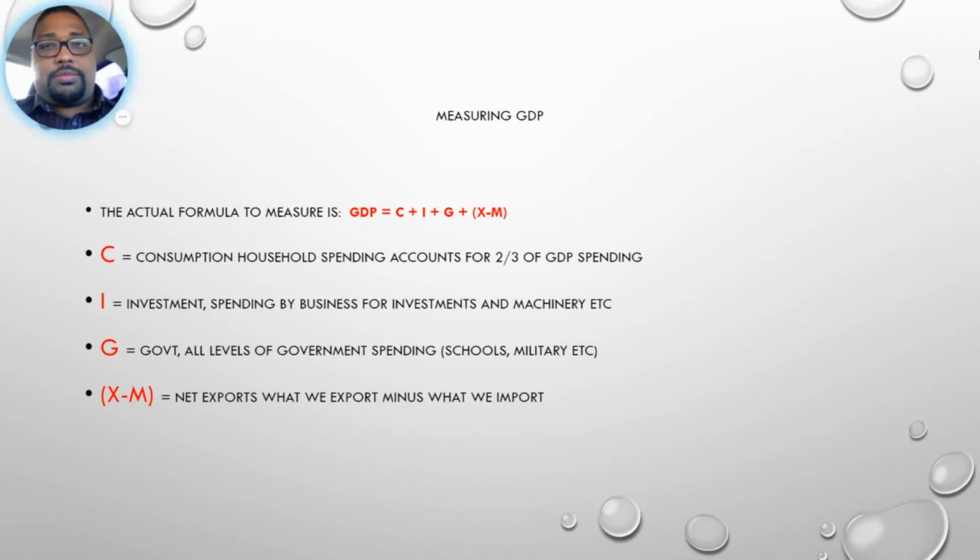So whenever you buy something from China that is being created and shipped here from China, it goes against our GDP, but whatever China buys from us goes for our GDP.